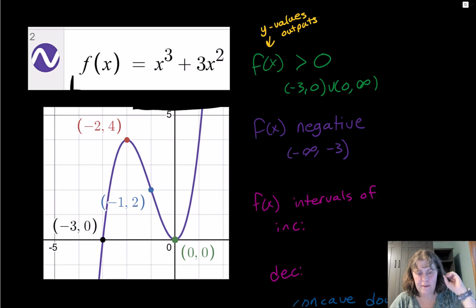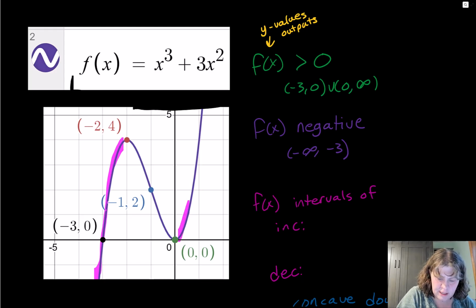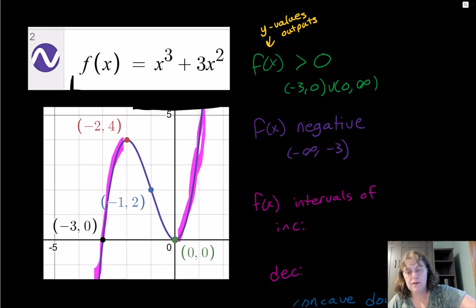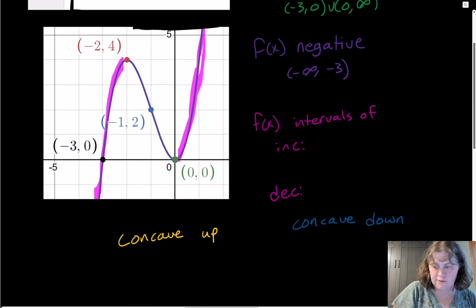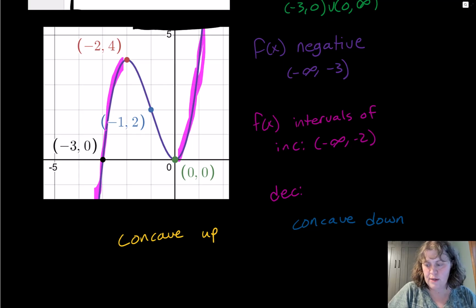Intervals of increasing and decreasing. So I'm increasing all through here, and then I'm increasing here. And then that space in the middle, I'm actually decreasing. So putting those on my number line, I've got increasing from negative infinity to -2. I'm decreasing from -2 to 0. And then I'm increasing from 0 to positive infinity.